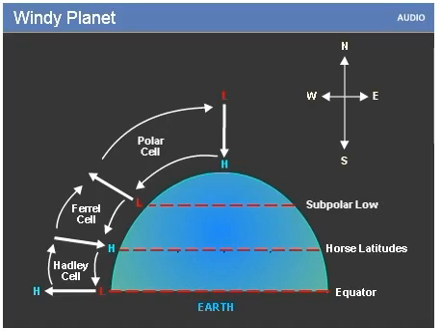The winds that blow from the horse latitudes toward the equator are known as the trade winds. They follow the ground level flow of the Hadley cell. But they don't blow straight toward the equator. The Coriolis force bends them.